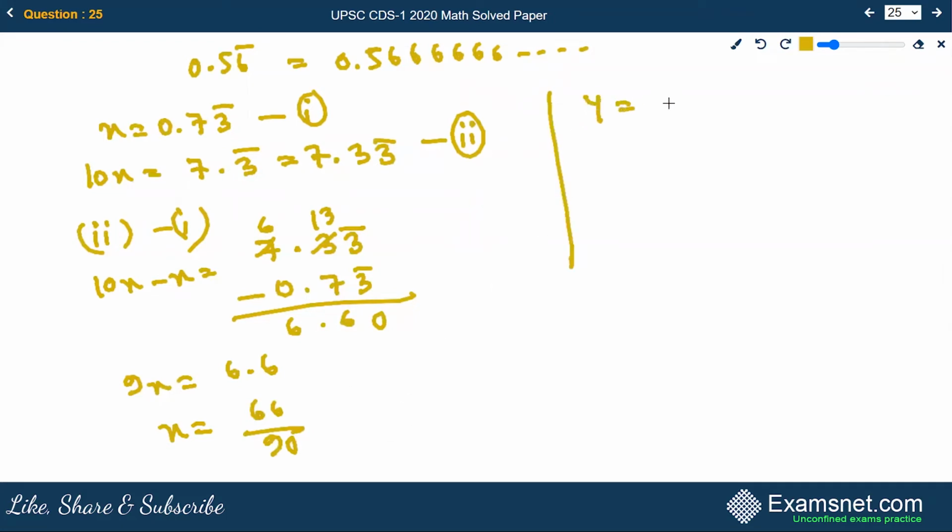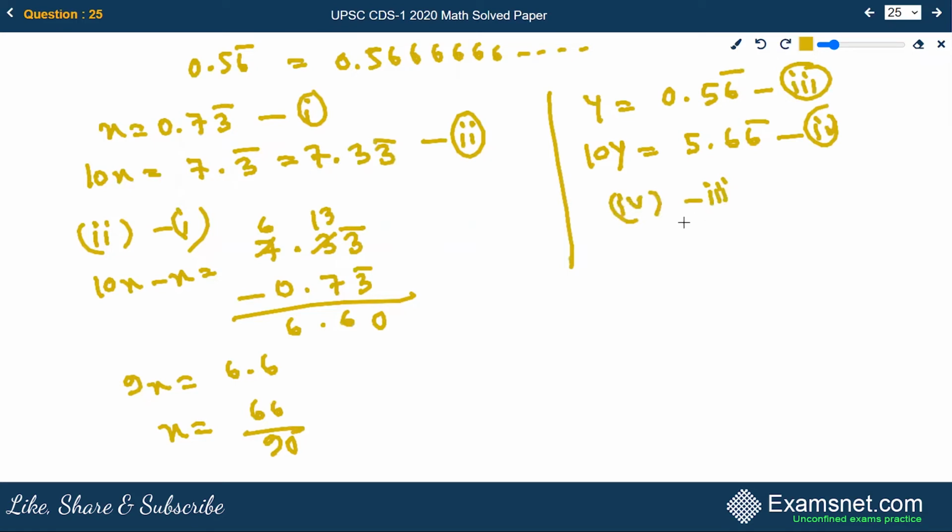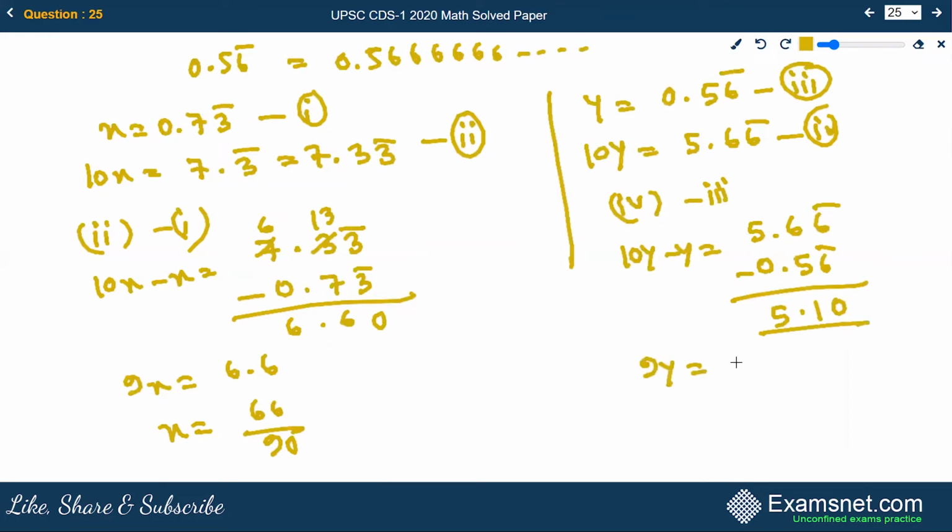Now y equals 0.56 bar. Let's multiply by 10 on both sides. 10y equals 5.66 bar. I can name it as 3 and 4. Now subtract 4 minus 3, we'll get 10y minus y, that is 5.66 bar minus 0.56 bar. It will result in 5.1. So here 9y equals 5.1, also y equals 51 by 90.